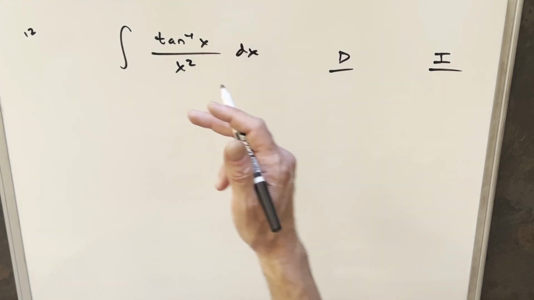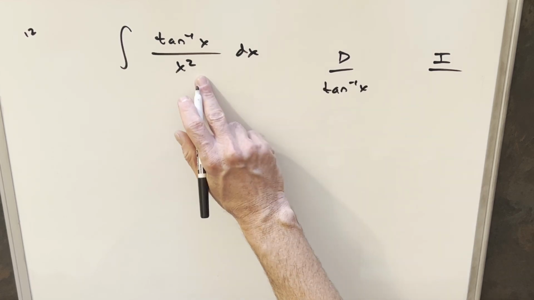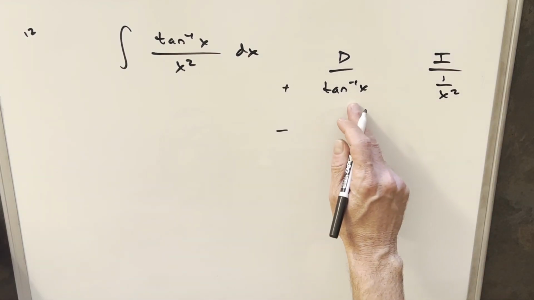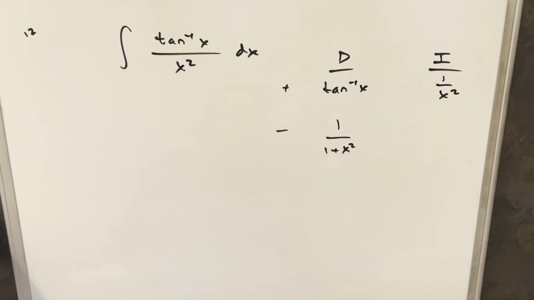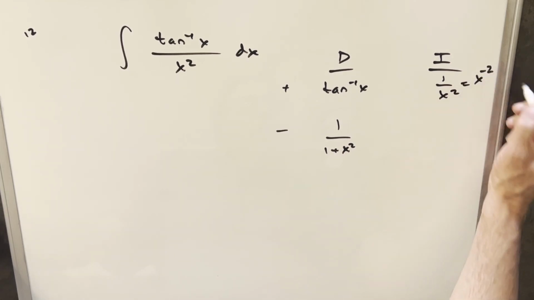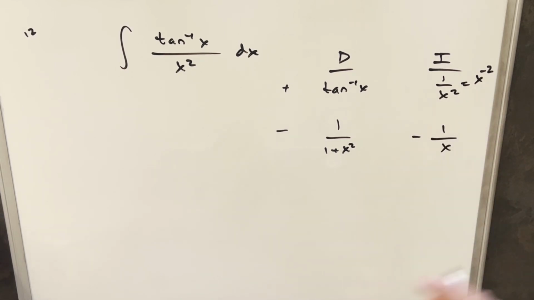I don't really have an easy way to integrate arctan, so what I'm going to do is we'll differentiate arctan, and I'm going to integrate this 1 over x squared here. So then I'll differentiate arctan. That's going to give me 1 over 1 plus x squared. And then here we'll use power rule on this. When I integrate this, I can write it as x to the minus 2. Integrating that's going to give me minus 1 over x, or x to the minus 1.